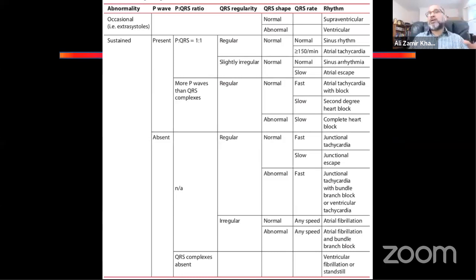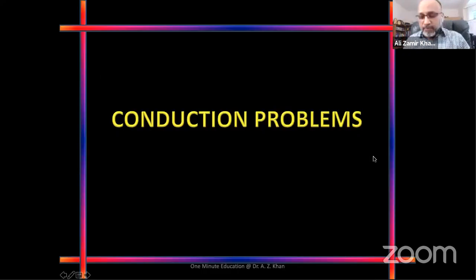So this is the chart. Please take a snapshot of this chart and try to understand it. It gives you the idea of how to diagnose rhythm problems. It is a very good chart, but you have to look at whether the P wave is present or absent, and at the PR interval and QRS, whether it's normal, extended, or absent. If you follow this chart, you can make any diagnosis of rhythm problems on an ECG. That's where we had stopped last time.